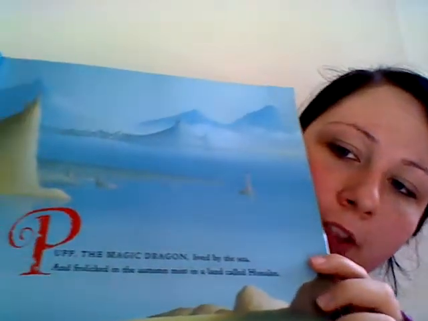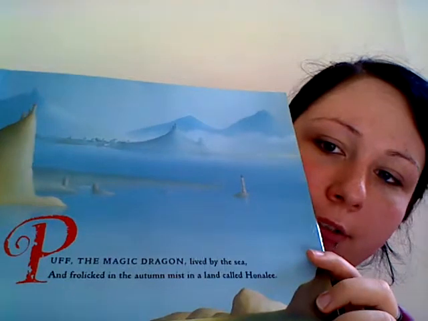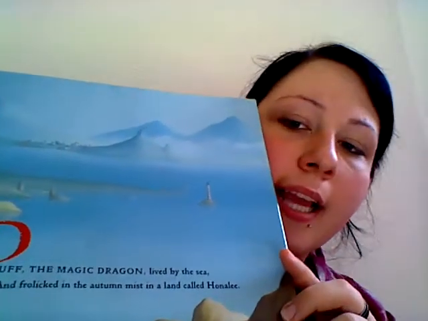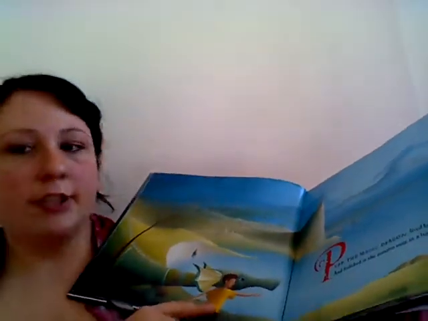Okay. Puff the Magic Dragon lived by the sea and frolicked in the autumn mist in a land called Honolulu. So, here's Puff, and that's his friend, and he's frolicking, which you can ask students if they know what that means, which is just playing with no cares in the world. He's just playing out here in the land called Honolulu.